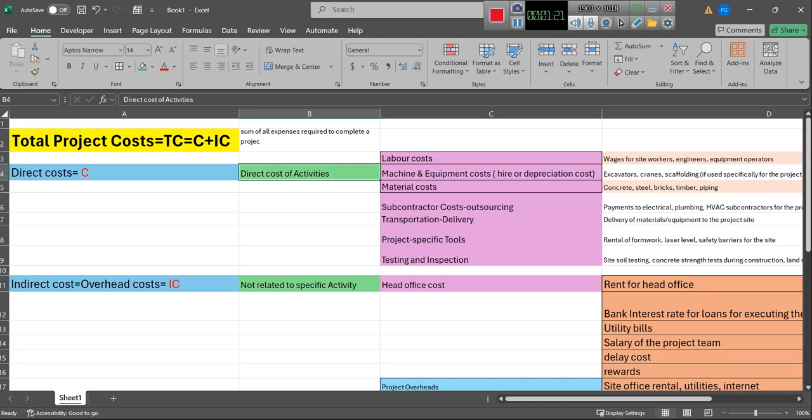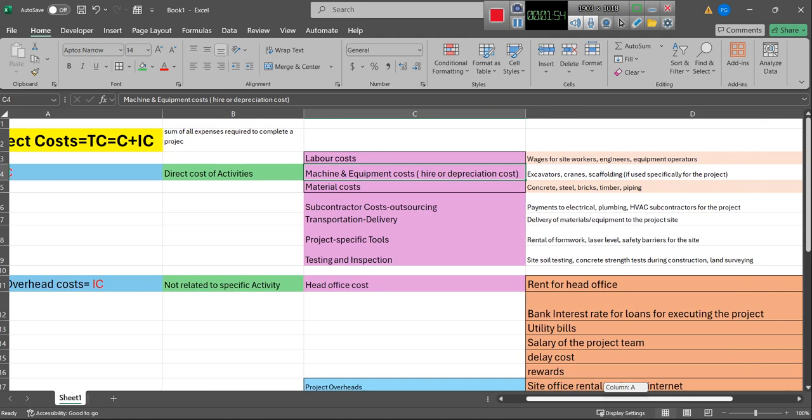So it includes wages for site workers, engineers, equipment operators, and the other human resources of the project. Then the machine equipment cost, hire or depreciation cost. If we have some machine in the project, you put it on the resource sheet, for example a bulldozer or excavator for 10 hours, and each hour is, for example, $300. That is called direct cost, because it goes to the activity.